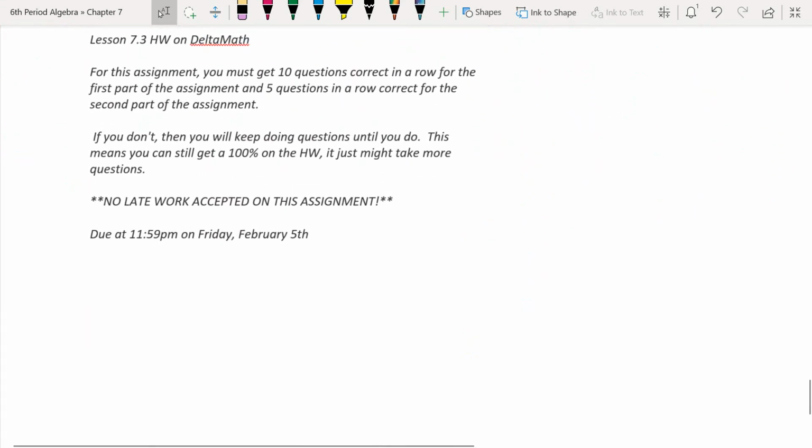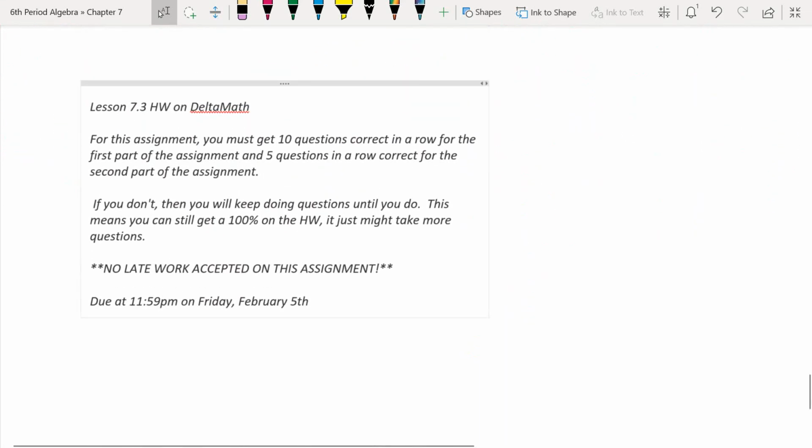Let's talk about your homework. This is true for everyone, whether you're in Mr. Sansoni's class or whether you're in Ms. Horner's class. So we have a Delta Math homework assignment. There's actually 2 parts to it. So the first part, you need to get 10 questions in a row correct. And then on the second part, you need to get 5 questions in a row correct. Please remember that if you don't, then you can keep doing questions until you do.